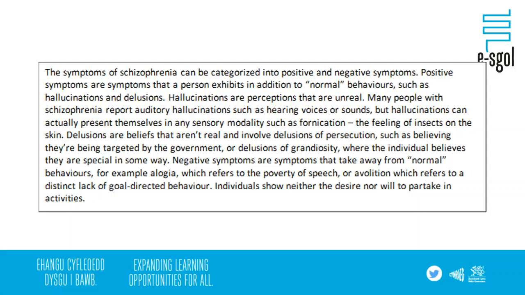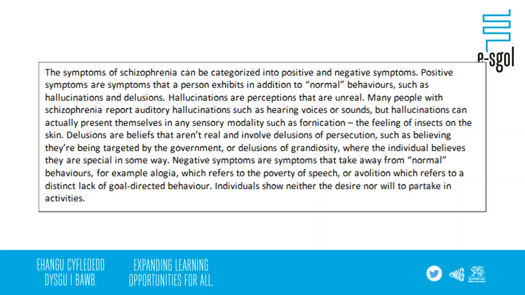So the symptoms of schizophrenia can be categorised into positive and negative symptoms. Correct. Lovely. Positive symptoms are symptoms that a person exhibits in addition to normal behaviours, such as hallucinations and delusions. Hallucinations are perceptions that are unreal. Many people with schizophrenia report an auditory hallucination, such as hearing voices or sounds. But hallucinations can actually present themselves in any sensory modality, such as formication, the feeling of insects on the skin.